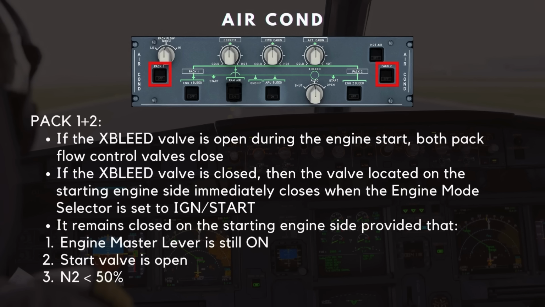Note, if the crossbleed valve is open during the engine start, both pack flow control valves close. If the crossbleed valve is closed, then the valve located on the starting engine side immediately closes when the engine mode selector is set to ignition start. It remains closed on the starting engine side, provided that the engine master lever is still on, the start valve is open, and the engine N2 is less than 50%.